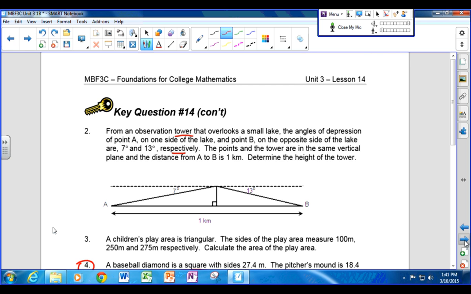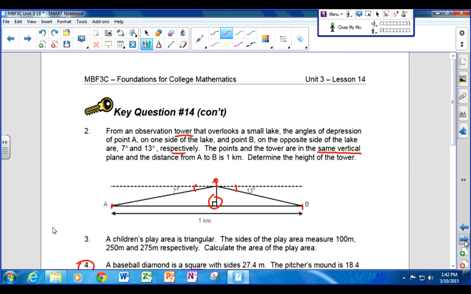So this is the same vertical plane. I'm not really sure what that actually means, but I think what they're trying to say is we can assume it's a right angle. So we know that the points A and B are 1 kilometer apart. This is kind of a common surveying thing. Somebody put a coin on the ground or something like that, and then somebody climbed to the top of this tower, looked down, and measured this angle here and that angle there by looking at the coin or whatever the marker was. From a horizontal line, the angles of depression are 7 degrees and 13 degrees. It's a pretty common thing. They don't tell us how tall the tower is, so we don't have a whole lot of information, but I think we have enough.